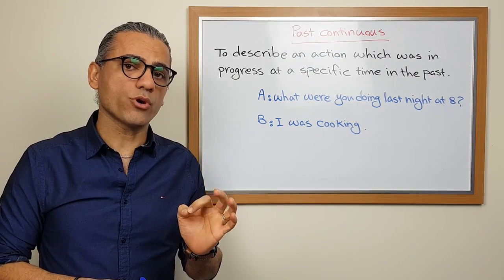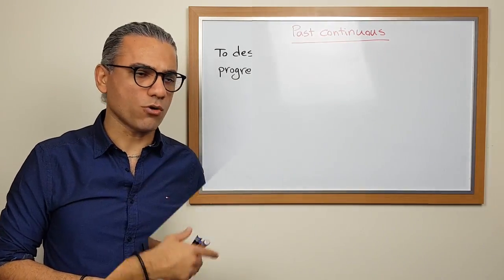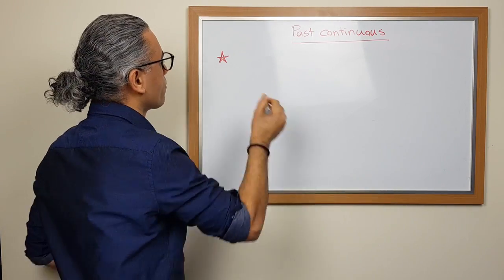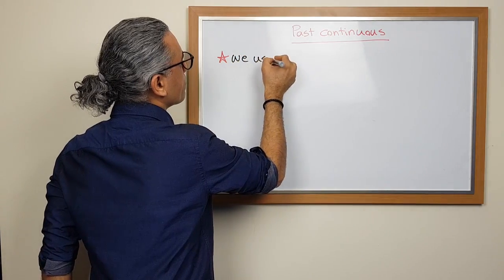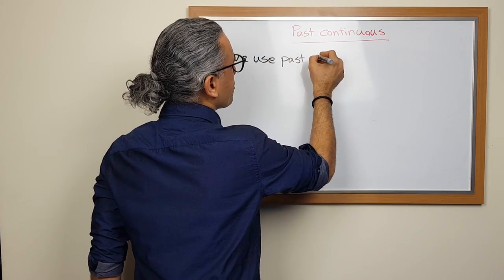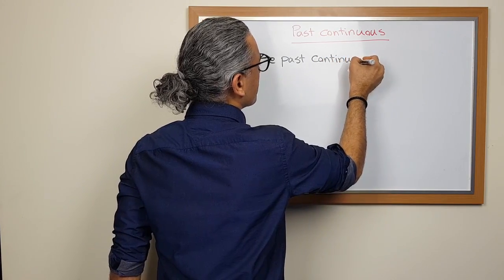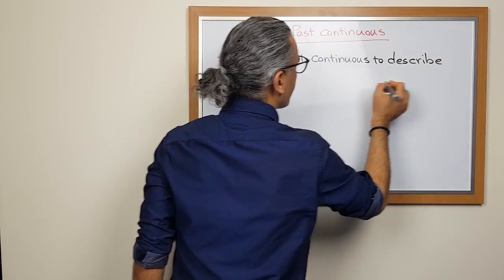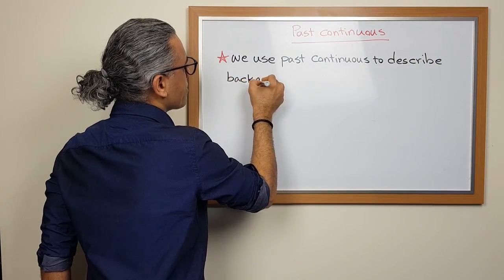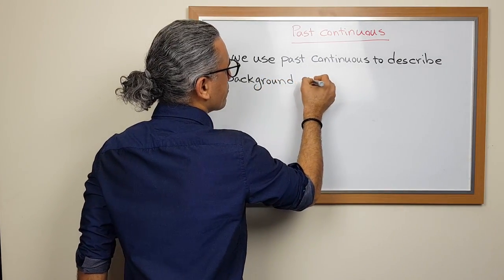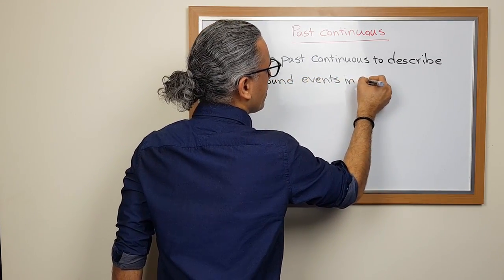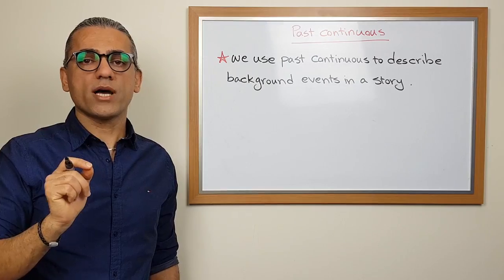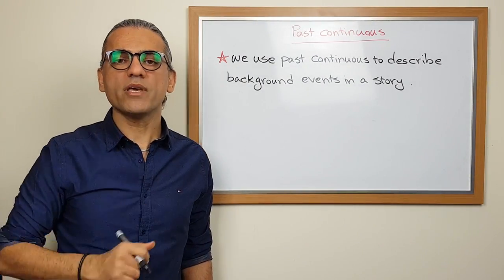But there is a very important point about past continuous you need to know. The important point is we use past continuous to describe background events in a story. We use past simple to describe the main events of the story. Now, let me give you an example.